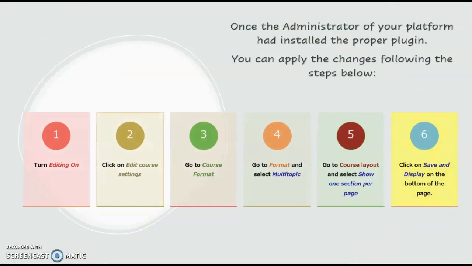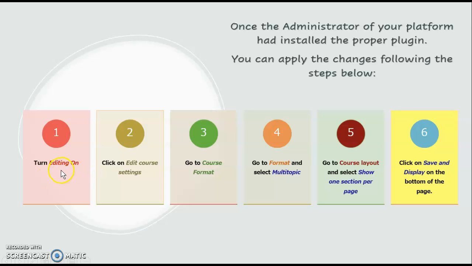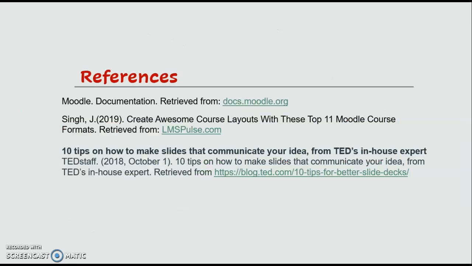First, go to the top right-hand corner of your screen and turn editing on. Click on Edit Course Settings, Course Format, Multitopic. Then go to Course Layout and select Show one section per page. Click on Save and Display at the bottom of the page. It is done. You can reverse the changes following the same steps and selecting the format type of your preference.